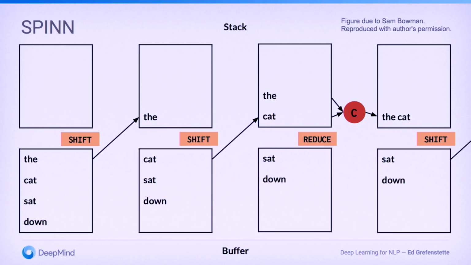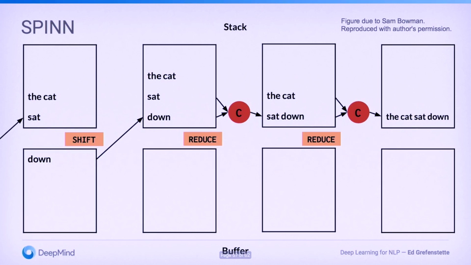and then the parser tells you that you're going to shift the second word onto the stack, and then reduce says that you're going to combine the top two words on the stack, in this case to apply a determiner to a noun and form a noun phrase. Then you're going to shift sat onto the stack, and then shift down onto the stack, and then reduce is going to combine the top two words, sat down, in order to form a verb phrase, and then finally another reduce will form the sentence from the noun phrase and the verb phrase. So this is just another way of building the tree by linearizing the operations.